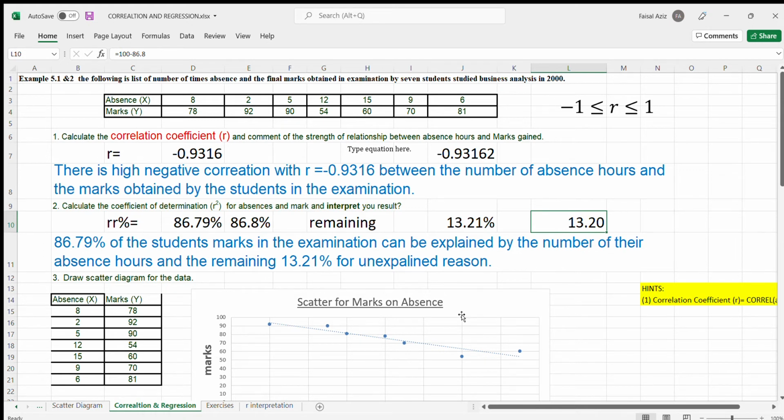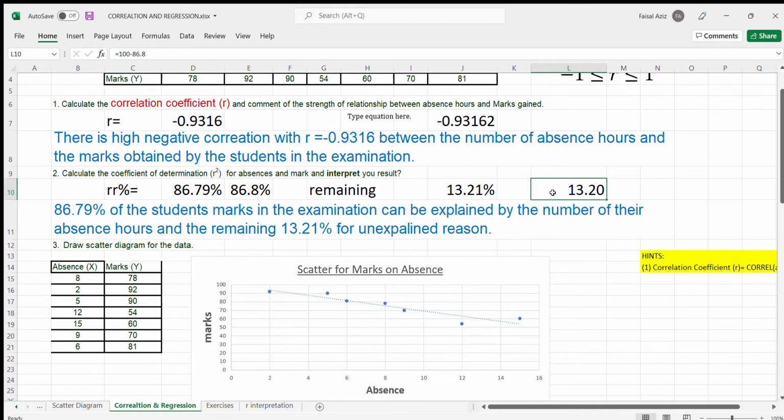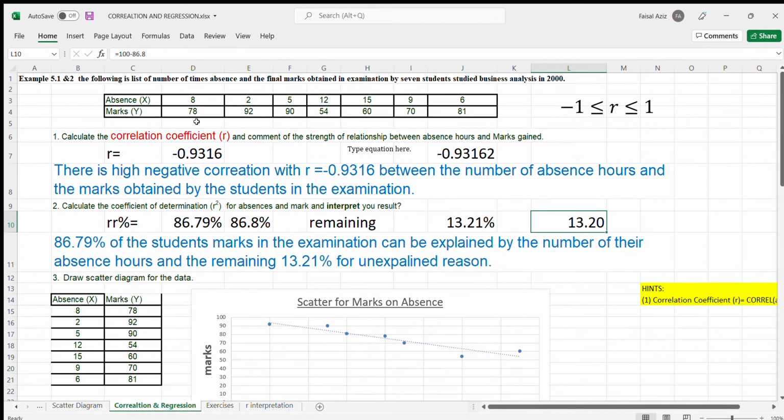So now you would have understood how to interpret R. R basically shows a relationship between two variables. It could be positive or negative. Its value is between -1 and 1. So when it comes to explaining this correlation value, we can simply write, as I've already mentioned, there is a highly negative correlation with R equals minus 0.93 between the number of absence hours and the marks obtained by the student in the examination.